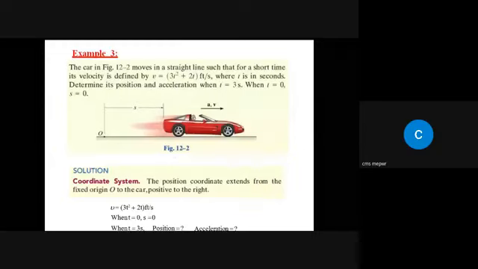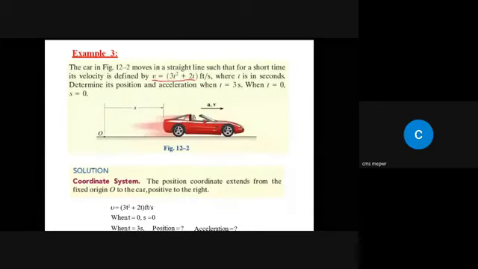I don't remember the exact problem number in the book, but you can check. This is an example from RC Hibbeler. The car in this figure moves in a straight line. Straight line, so this means rectilinear motion, such that for a short time its velocity is defined by this one. Short time means instantaneous. Okay.